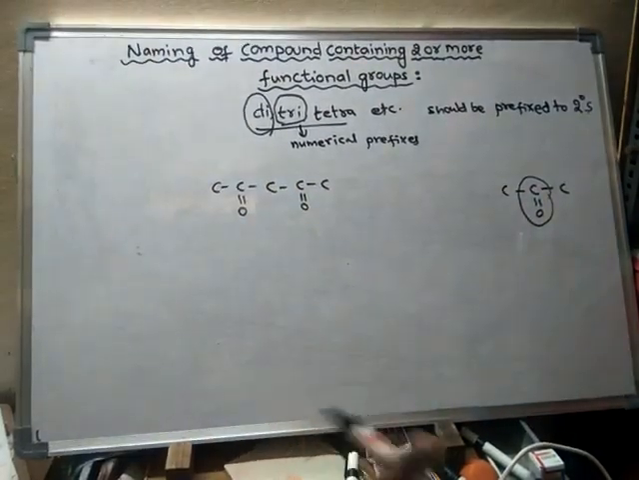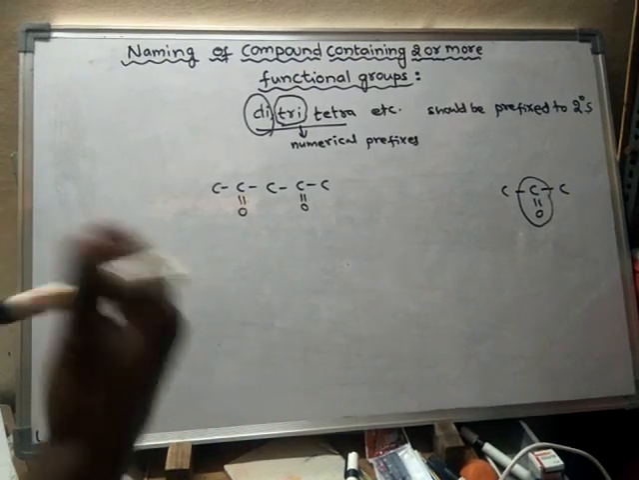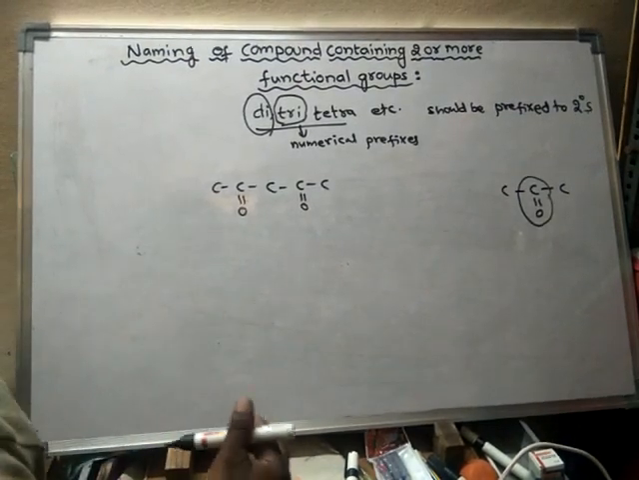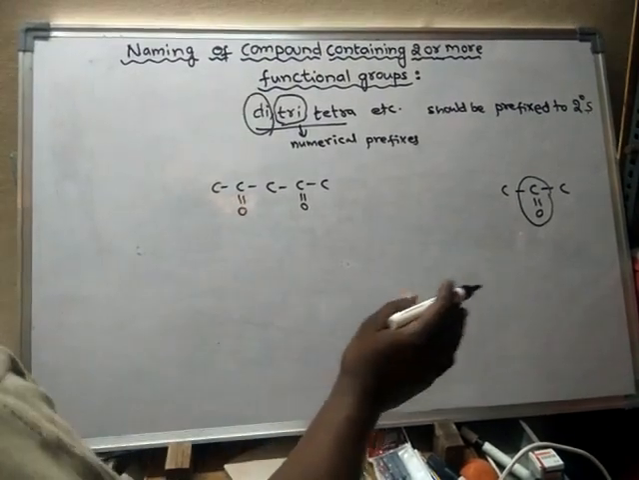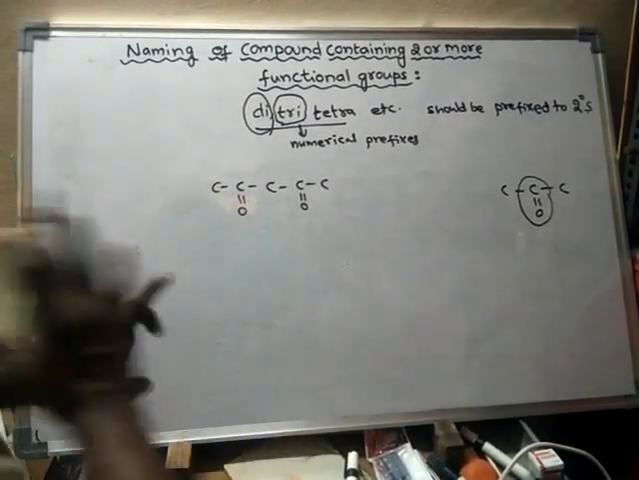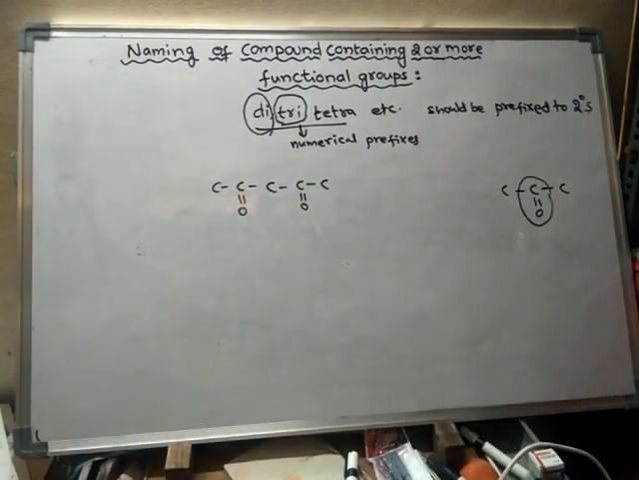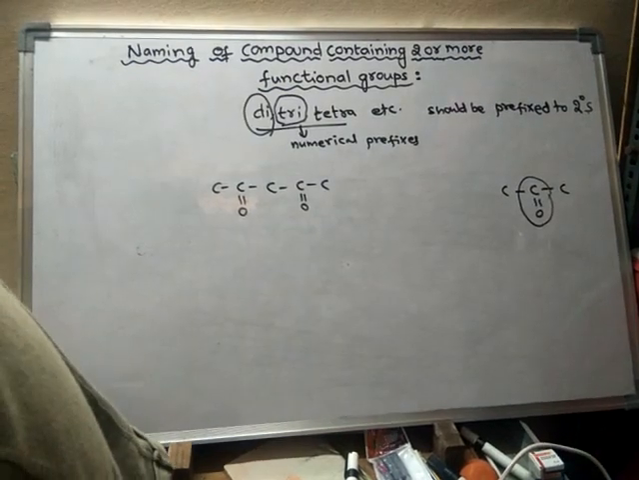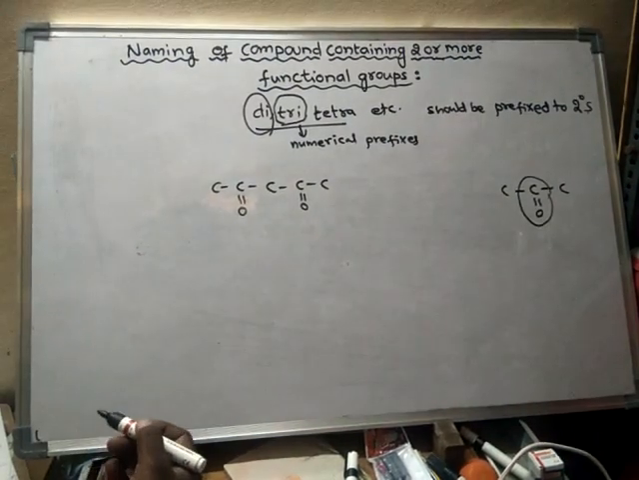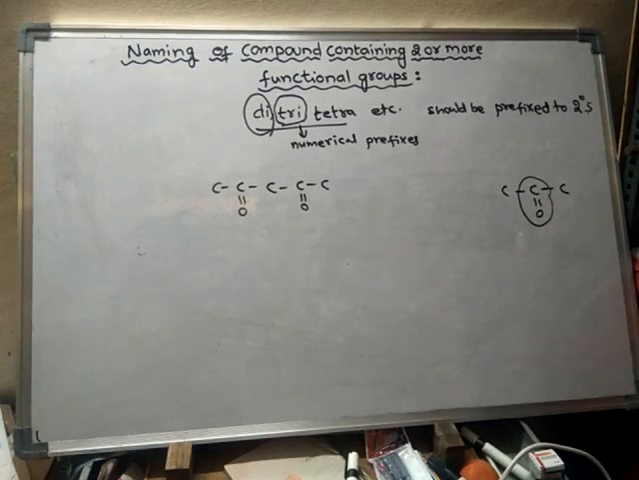Middle means somewhere at the center, in the inner portion, not towards the end of the chain. So here it is not towards the end of the chain, it is present somewhere in the middle. Now this is one ketone group, and another ketone group is there. We have to give numbering in such a way that the ketone groups get the lowest possible numbers.